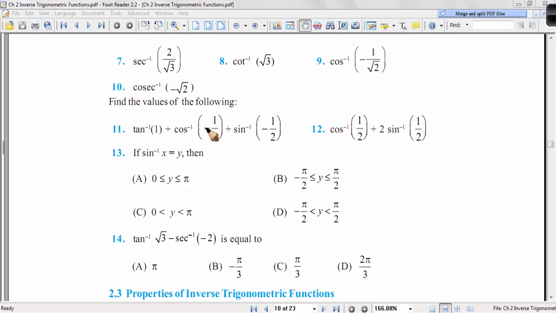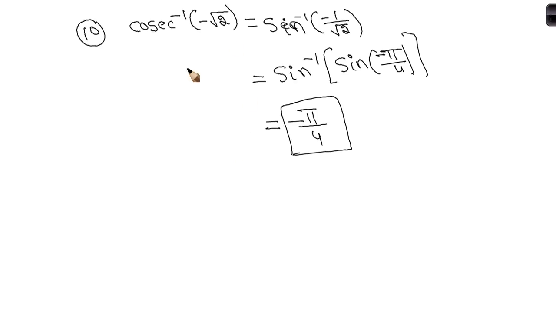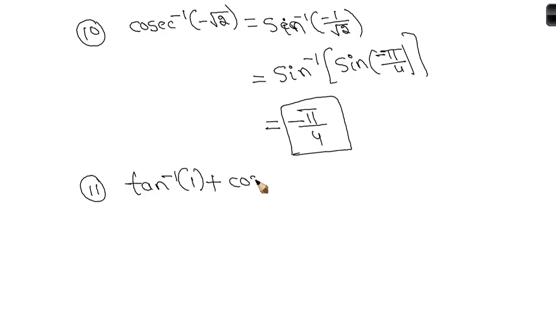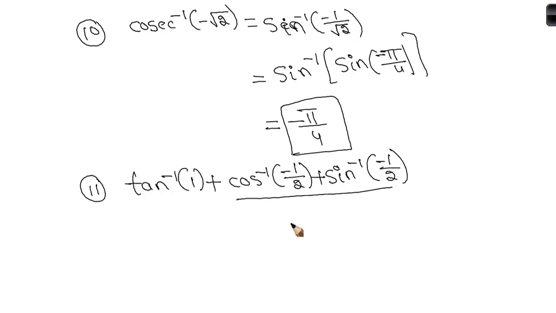Good. Next question is, find the value of tan inverse of 1 plus cos inverse of minus 1 by 2 plus sin inverse of minus 1 by 2. You know cos inverse of x plus sin inverse of x is pi by 2. So this I can replace with pi by 2. And tan inverse of 1 in the principal value would be pi by 4. That is pi by 4 plus pi by 2, which is 3 pi by 4. This is the answer.